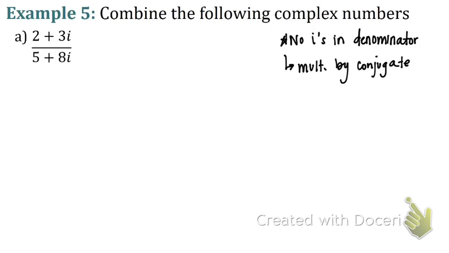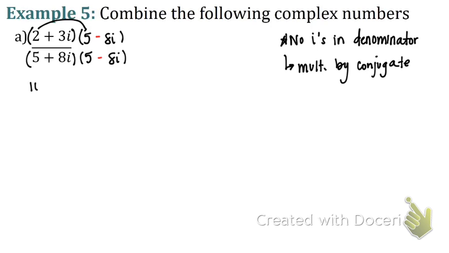All right, so our denominator is 5 plus 8i. So we're going to multiply by 5, 8i. But what are we going to change about it? We're going to change our addition sign to a subtraction sign, right? We're only going to change the operation. So let's go ahead and put parentheses around all of this. And now we're going to distribute.